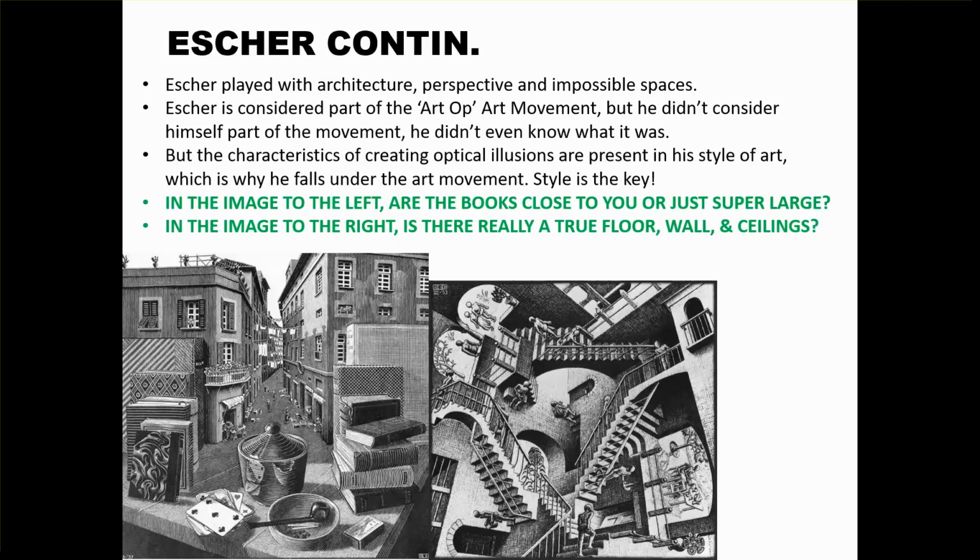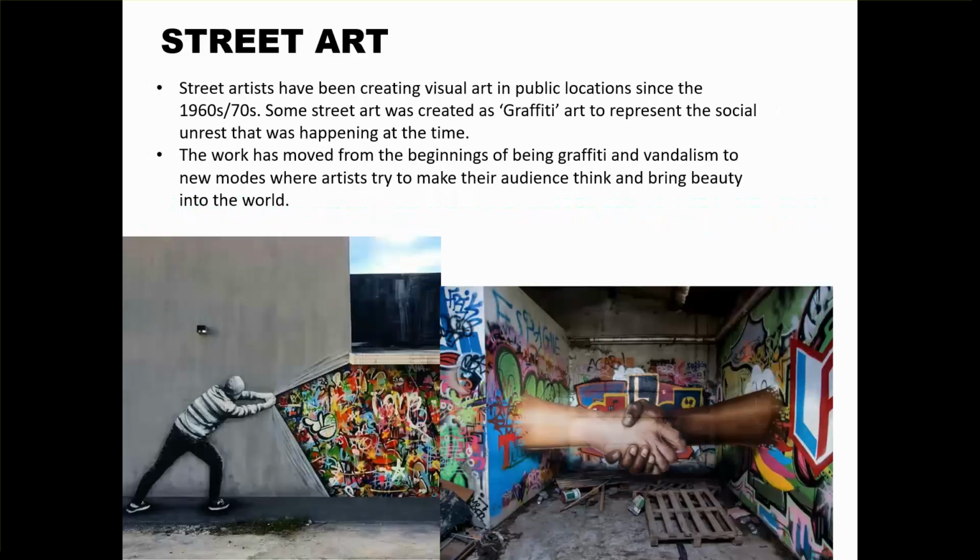But next, we're going to look at one of my favorite styles of art, because people are currently doing it right now, and that is this. So street art. Street artists have been creating visual art in public locations since the 1960s and 70s. And one reason why street art was designed this way is so people could actually go out and see it. You don't have to be in an art museum or some art gallery or some place that's just specifically for art. Street art is for the people.